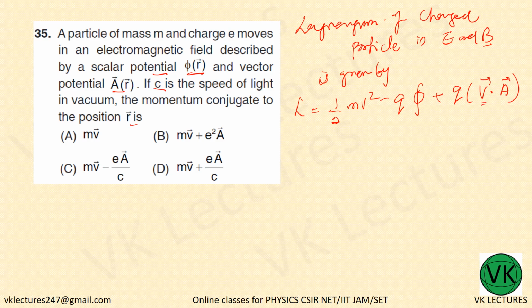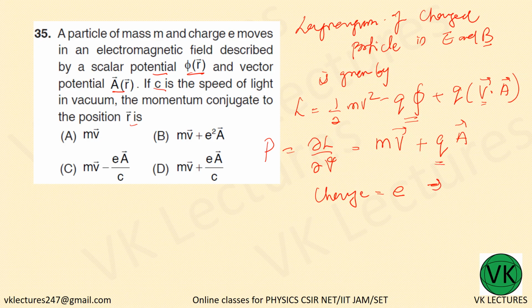Now how do we find the momentum conjugate? It is nothing but P is equal to dou L divided by dou V, where V is the velocity. That will be equal to mv, this term vanishes, plus qA. Now since the charge is equal to E, you can replace this q by E. So your momentum conjugate P is equal to mv plus EA.